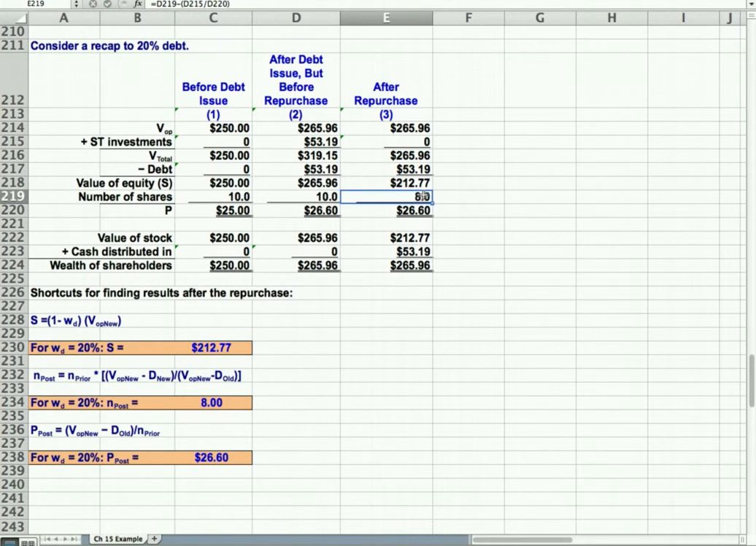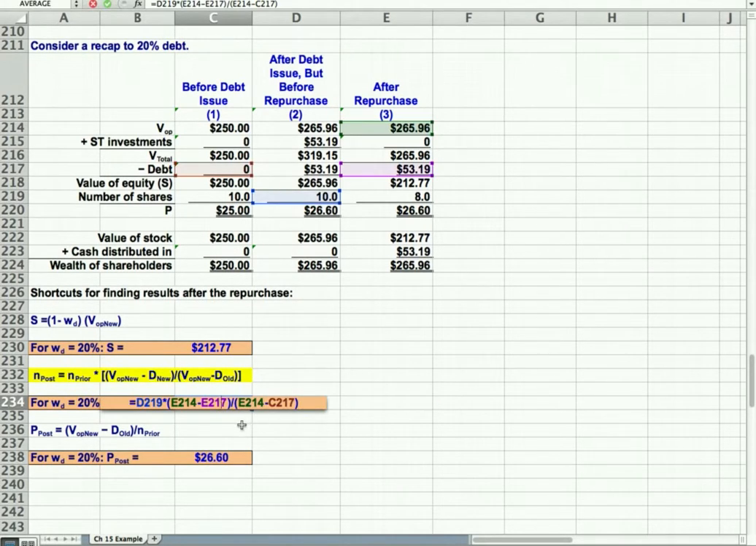Now we're going to say what are the number of shares. So we had 10, but we used the 53.19 to buy back some shares. And there's a little formula here. Number of shares after the buyback equals the number of shares prior times the value of operations new minus the debt new divided by the operations new minus debt old. And this is just a formula. So you can use that in other situations.